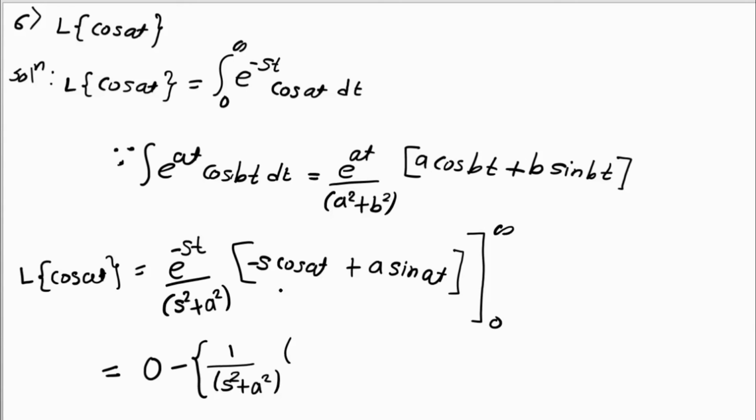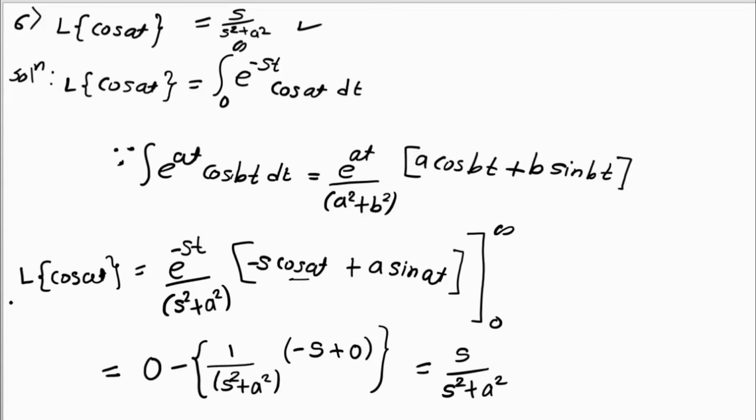Now here also put upper limit, cos of 0 is 1. So minus s, and sine of 0 is 0. So if we simplify this term, you will get s upon s square plus a square. So that is the formula for this cos at. So cos at is s upon s square plus a square. So in this way we have to derive this formula.